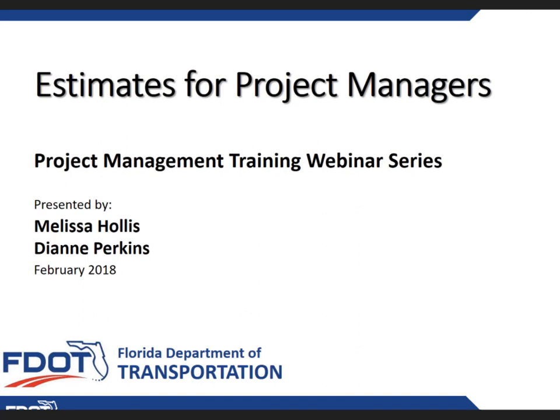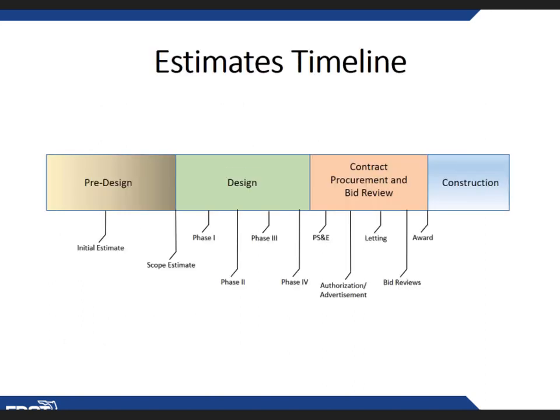Project managers, they have a tough job. They have to be knowledgeable about all aspects of a project, including the project development and delivery. And a critical part of the project management process is keeping track of your budgets. So all project phases have money associated with them, but the construction budget is critical to the overall stability of the work program. This is an estimates timeline.